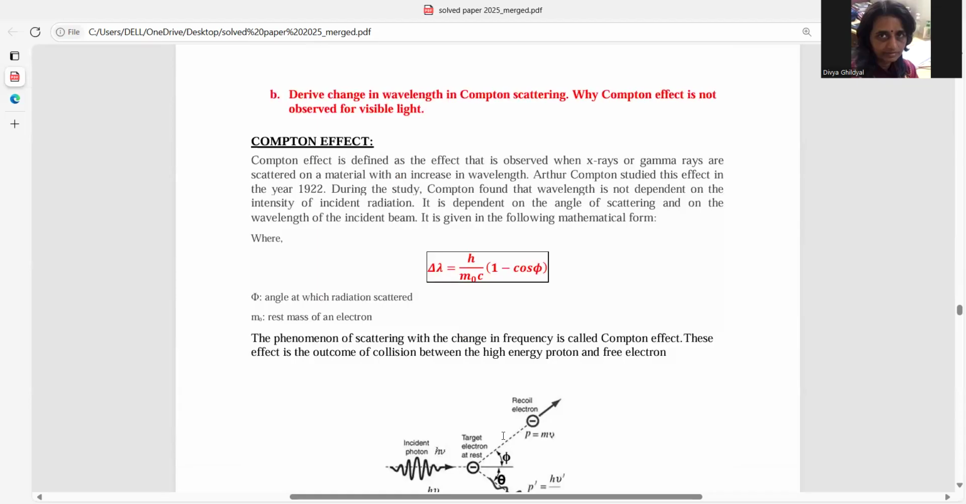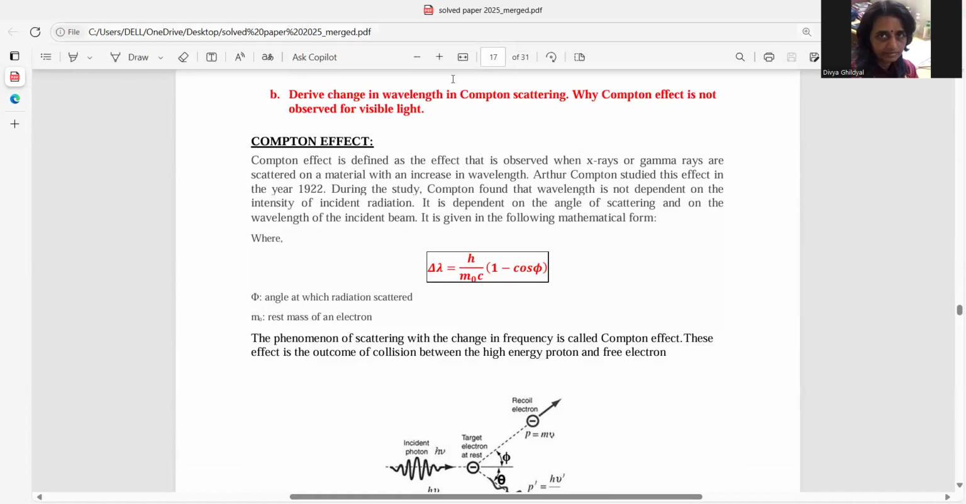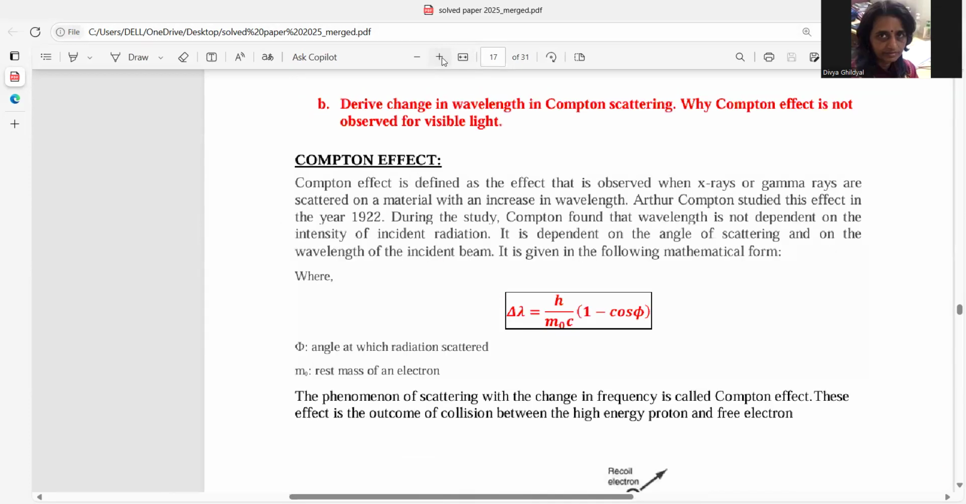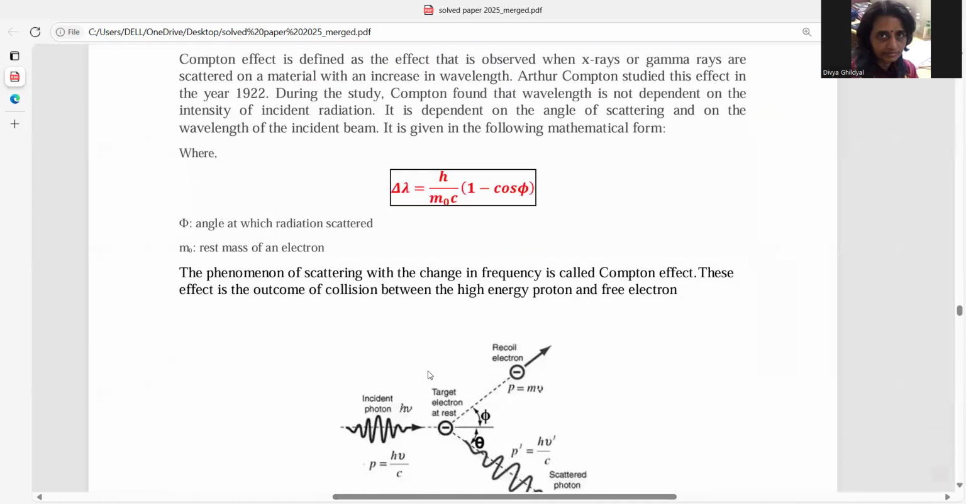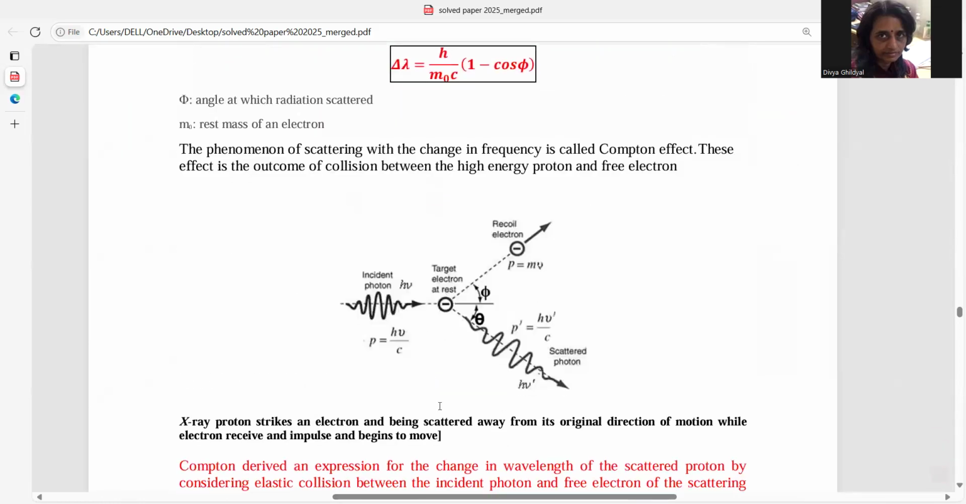Because the scattering is so small, though it is there, it is not observed. Now they are saying derive the change in wavelength in Compton scattering. So for the change in wavelength in Compton scattering, you will have to make this diagram and this formula. You will have to show the scattering process.